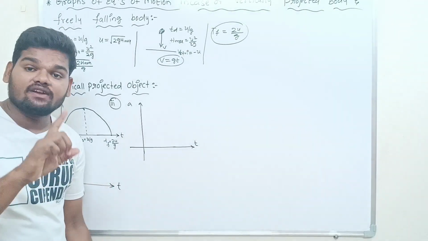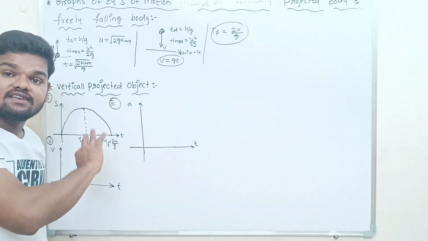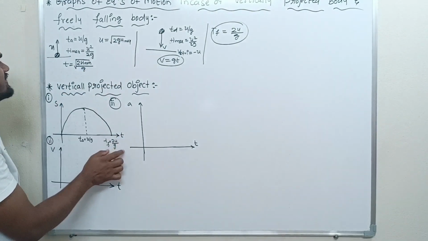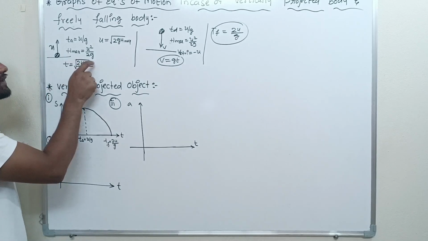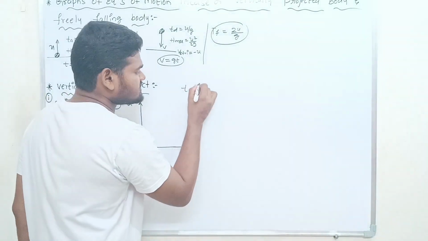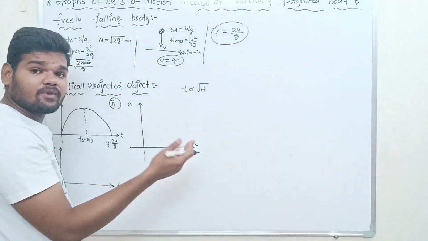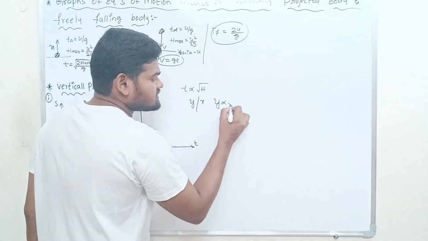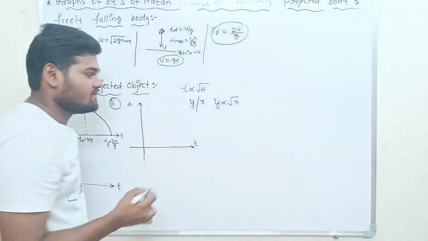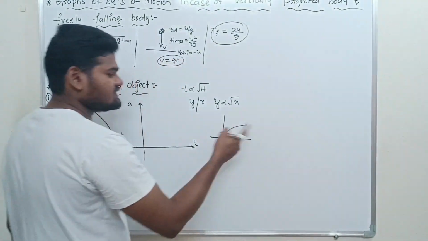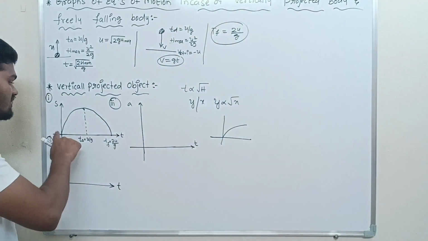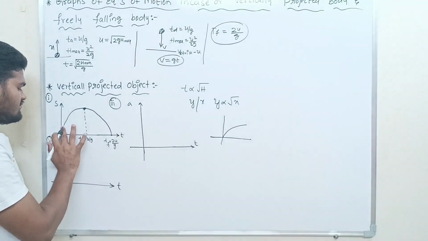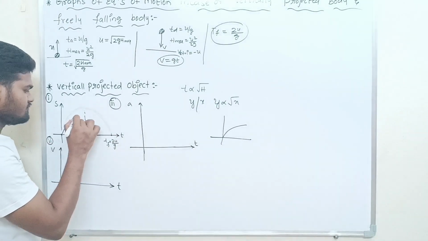The graph of displacement versus time is a parabola. Why do we get a parabola? Here, displacement versus time: t is proportional to root h maximum. That means time is proportional to root of h, or displacement. If you take a y versus x graph, that means y is proportional to root x. So this graph is a parabola. That's why we get the graph for displacement versus time like this. Are you getting it?